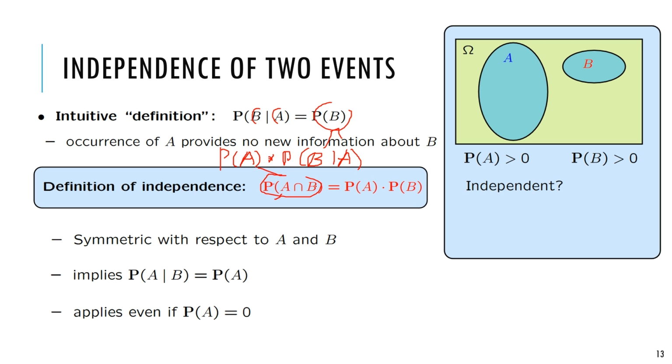So this formula has symmetry with respect to A and B. It means that the probability of B intersect A is the same, and it implies that probability of A given B also equals probability of A, meaning that A and B are independent. It applies even if probability of A equals 0.